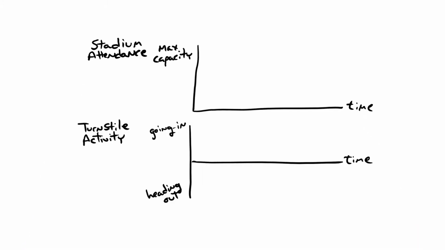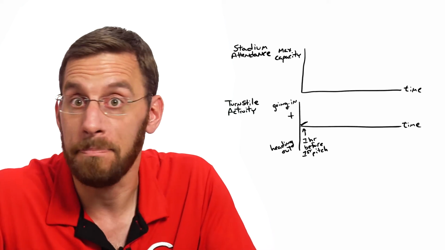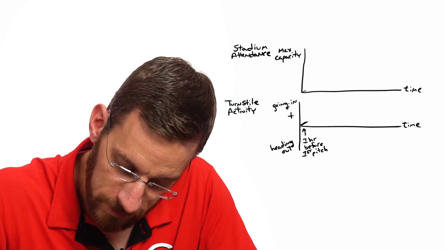When you think about turnstile activity, on the positive side here, they're going to be slightly positive. So we're going to draw a little bit of a line going up here. And then looking at stadium attendance, the stadium's going to be barely filled up. So it's going to be pretty low. It's going to be down here.